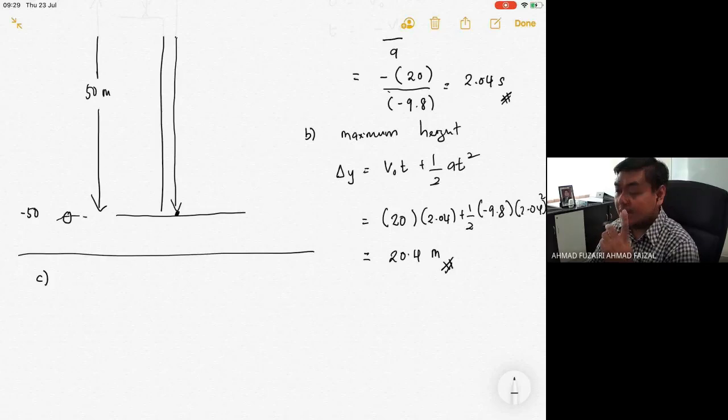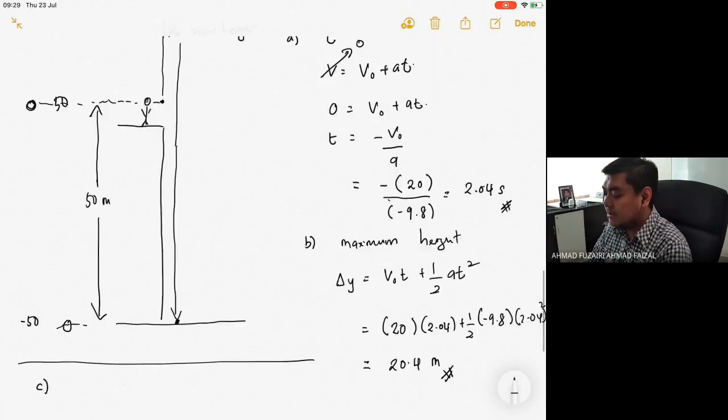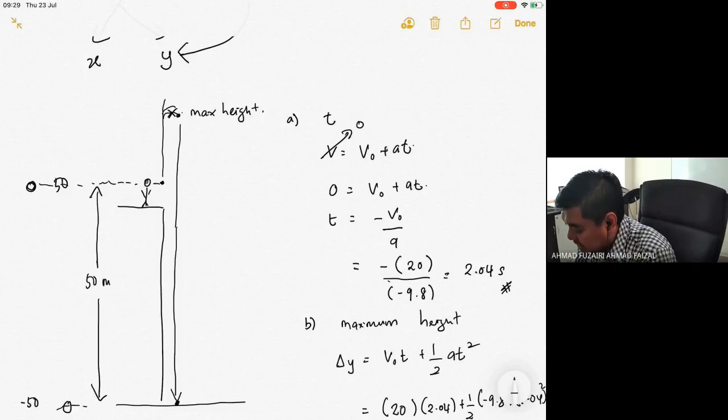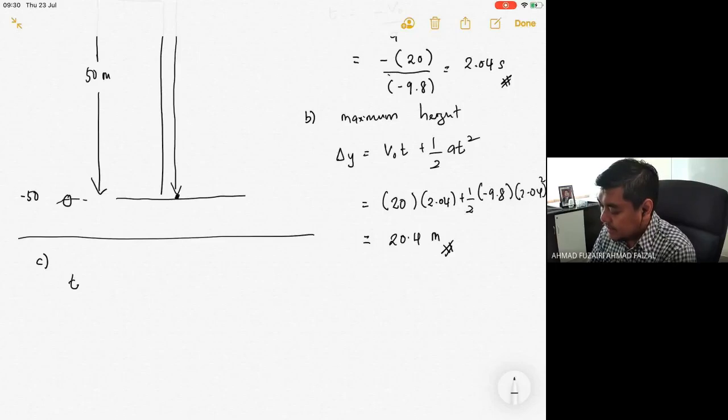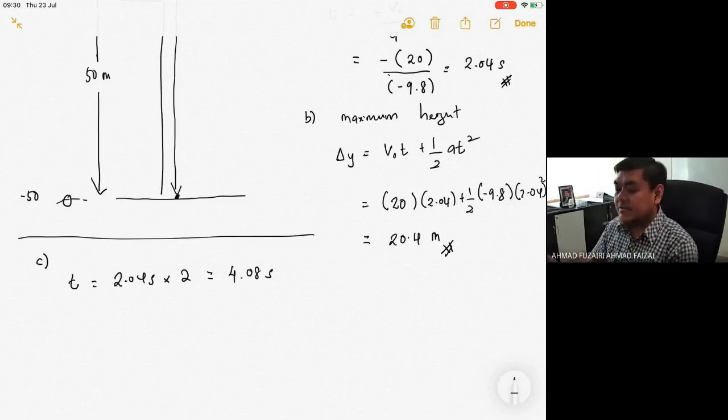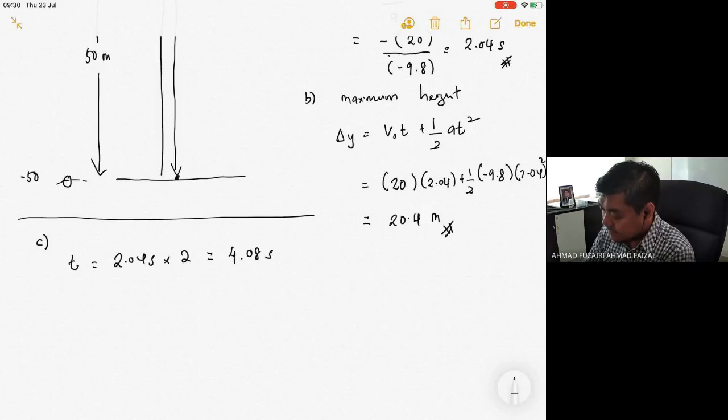Okay, so selalu tu nak tahu time needed for the ball to return to its original position. Okay, maksudnya tadi dia naik sini 2.04 seconds dan dia turun balik dekat point ni lah dia nak 2.04 seconds. So kita boleh je buat time is equivalent to 2.04 seconds times 2 equivalent to 4.08 seconds. Tetapi kalau kita nak guna cara lain, kita boleh guna juga y equals to v0 t plus half a t squared, delta y tadi ya.